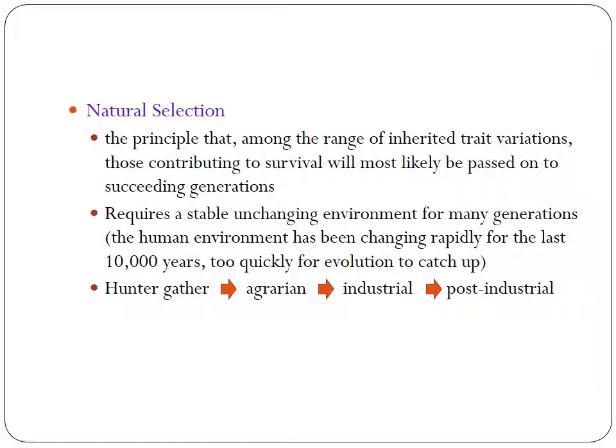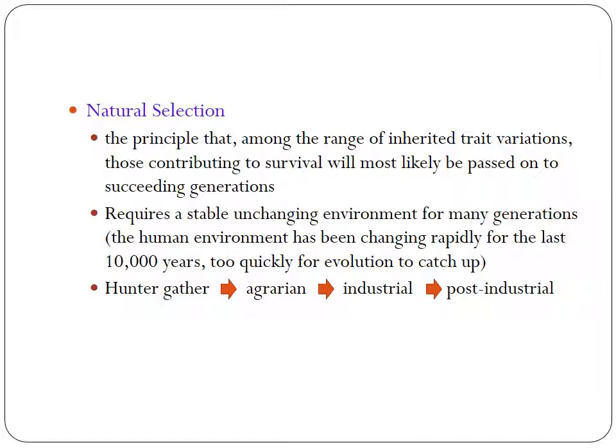Here's a quick breakdown for natural selection. It requires a stable, unchanging environment for many generations. And usually when they're talking about many generations, they're talking about 50 generations. So we have roughly about 3 generations every 100 years, maybe 4 if you're really quick on the reproducing.